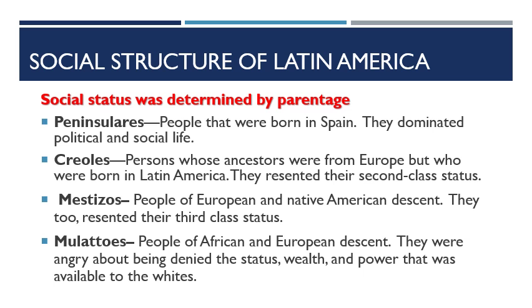Next on the social ladder were the Creoles, persons whose ancestors were from Europe, but who had been born in the New World themselves. They certainly resented their second-class status. Mestizos, a mixture of European and Native American descent, and mulattoes, people of African and European descent, were the next 2 major groups.